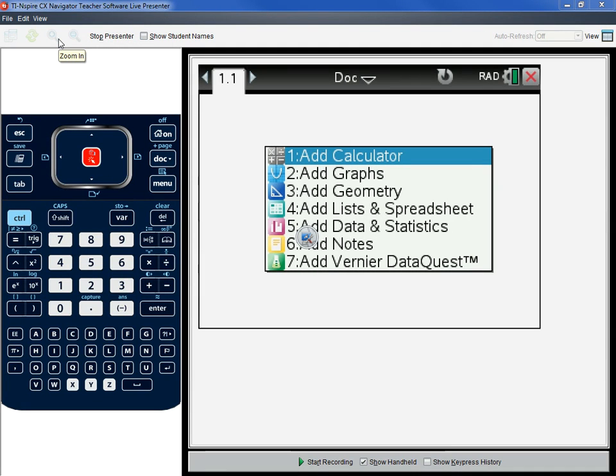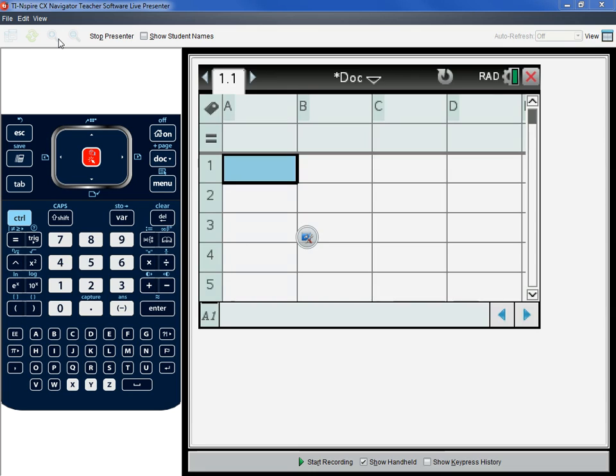So I've started a new document already, and I'm going to add a list and spreadsheets page. Then I'm going to be very careful and type in the information. My column A is going to represent my x values, and column B is going to represent my f of x values, which are the same as y values.